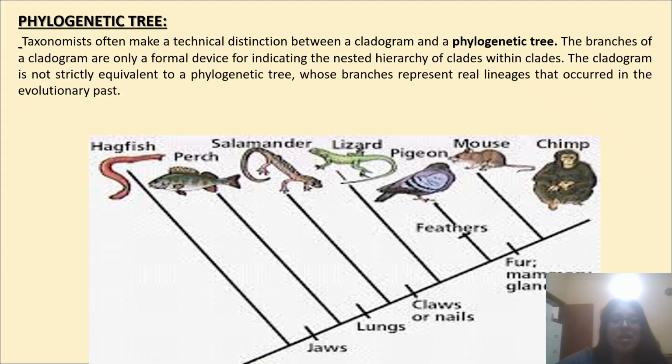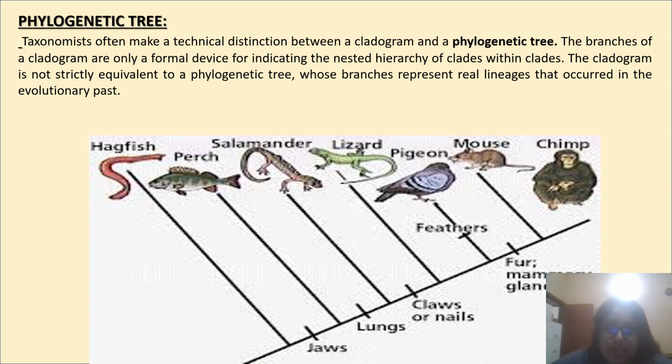Next, phylogenetic tree. Taxonomists often make a technical distinction between a cladogram and a phylogenetic tree. The branches of a cladogram are only a formal device for indicating the nested hierarchy of clades within clades. The cladogram is not strictly equivalent to a phylogenetic tree, whose branches represent real lineages that occurred in the evolutionary past. Here, according to jaws, there are two types, Agnatha and Gnathostomata. Agnatha are jawless, like hagfish, and Gnathostomata possess jaws.